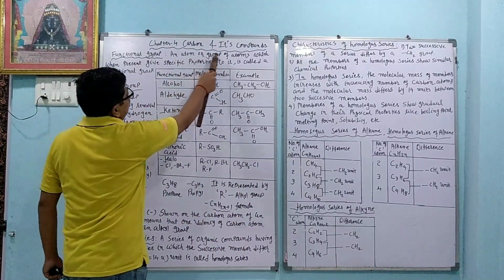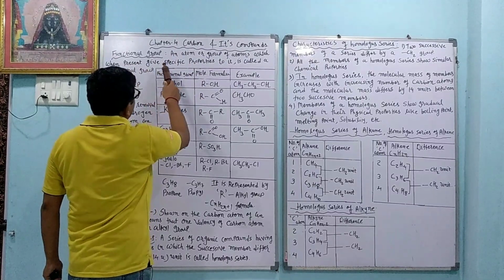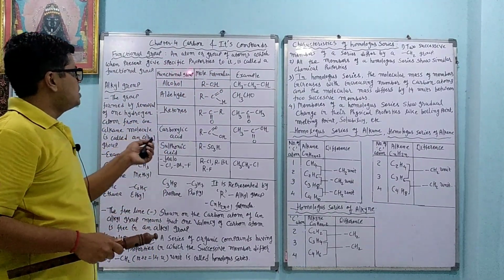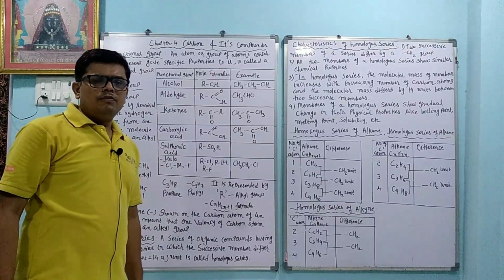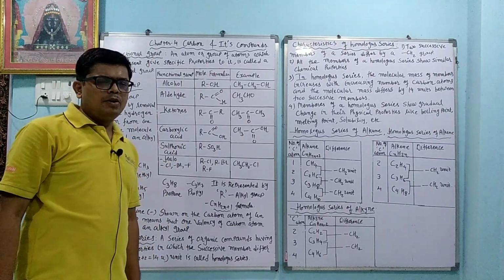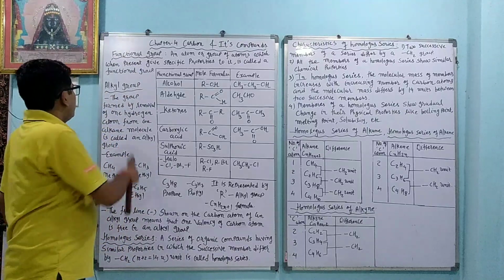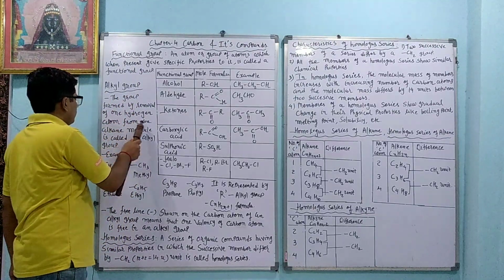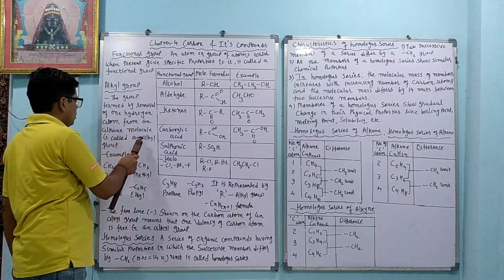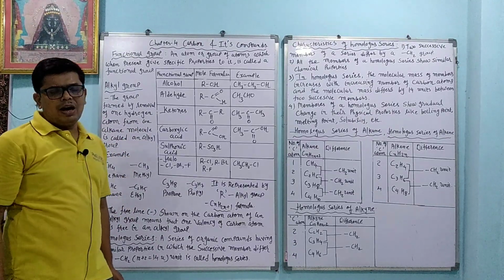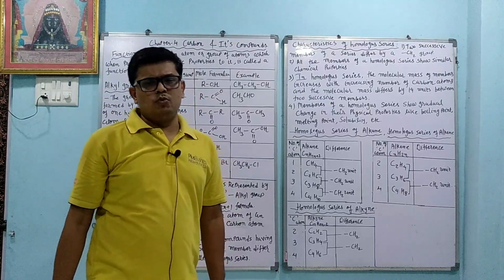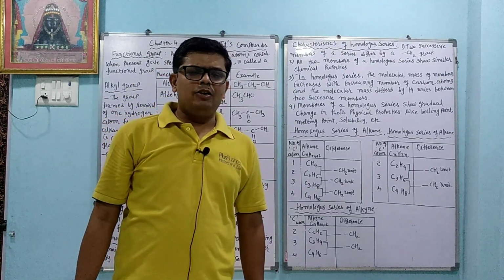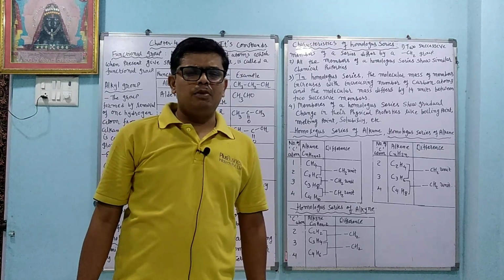Functional group: an atom or group of atoms which, when present, gives specific properties to a compound is called the functional group. So you can see here, specific properties means what? Physical properties and chemical properties. Okay. Alkyl group. The group formed by removal of one hydrogen atom from an alkane molecule is called an alkyl group. So from the alkane CnH2n+2, when we remove one hydrogen, we get the alkyl group. The alkyl group is CnH2n+1.